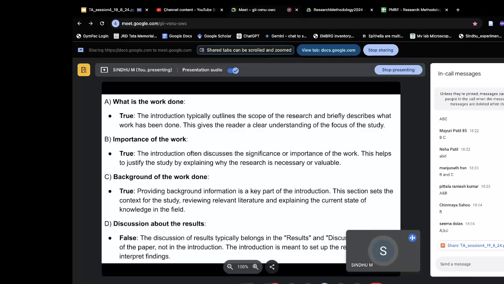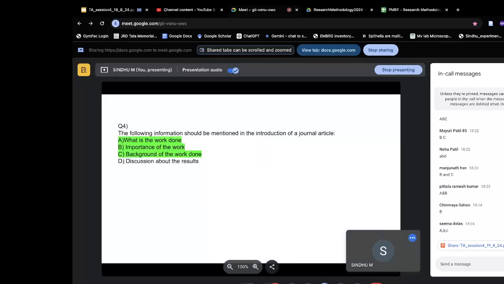So that is correct. And option C, background of the work done. This is also important in an introduction because not all the readers may be coming from the same background or from the same field. So a brief introduction to the field will be in the introduction section. And option D is not correct. So the results and discussion, those will come later in the paper. So the correct answer is option A, option B, and option C.